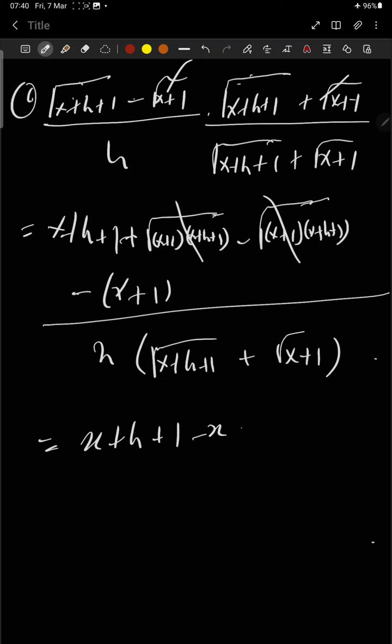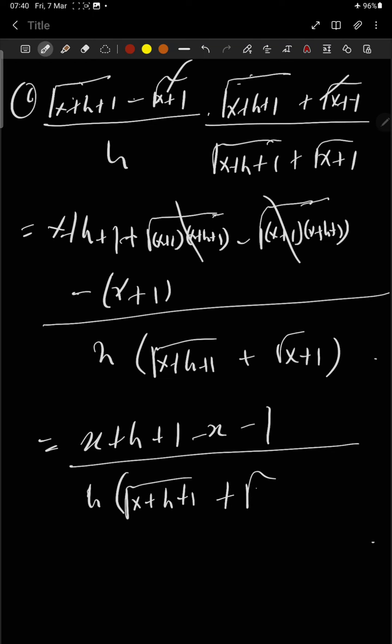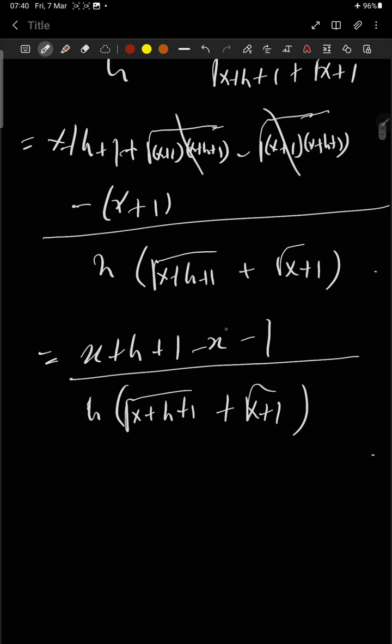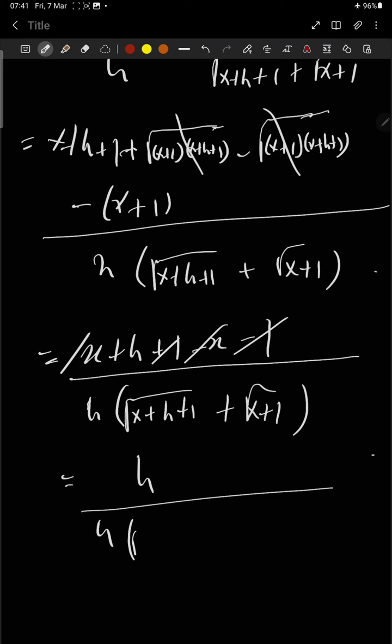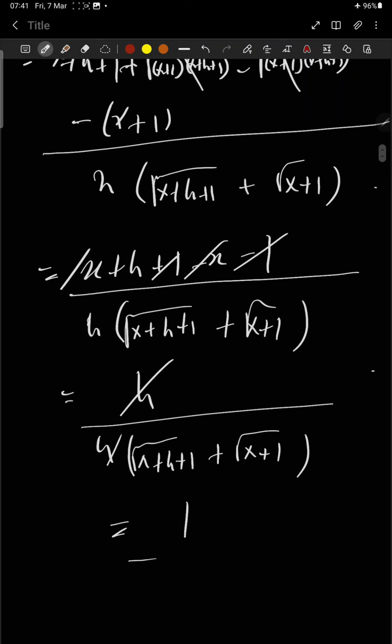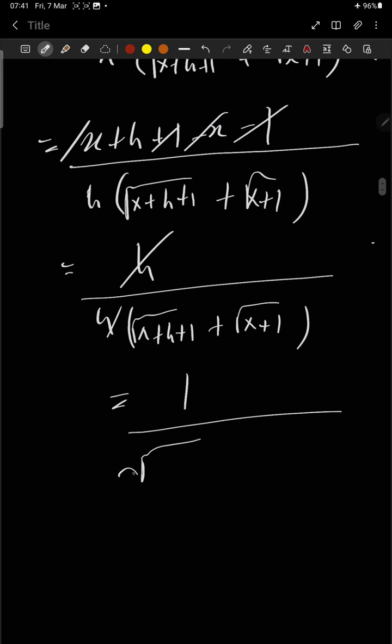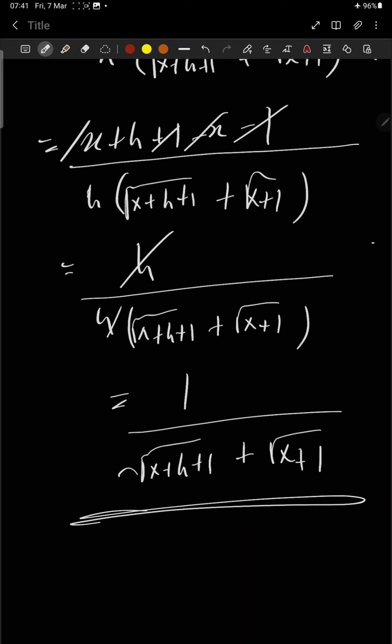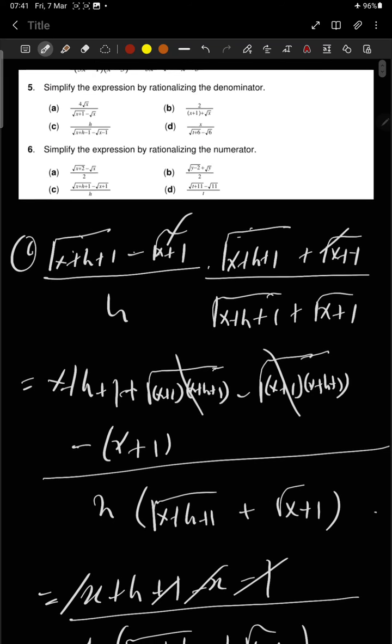Then the negative, I'll multiply it inside, then h square root of x plus h plus 1 plus the square root of x plus 1. Then this will be 0. Okay, so my answer will be h over h square root of x plus h plus 1 plus the square root of x plus 1. Then this will be 1, so it will be 1 over square root of x plus h plus 1 plus the square root of x plus 1. That is the answer.